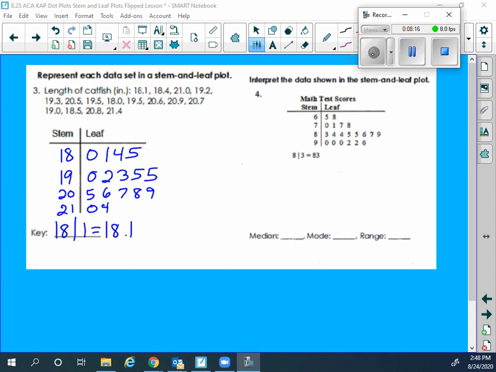Okay, so hopefully this one didn't mess you too bad with the decimal here, but in the key, it should have been like 18|1, which means 18.1. So think of that line right there as your decimal, okay? You didn't need to do anything else with this one other than make the stem and leaf plot, okay? For number 4, they've given you the stem and leaf plot, and now you just need to find the median, the mode, and the range.